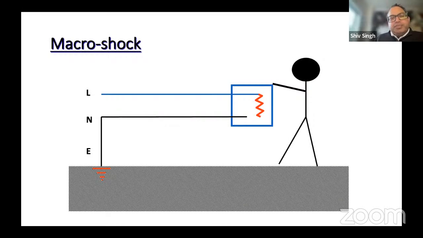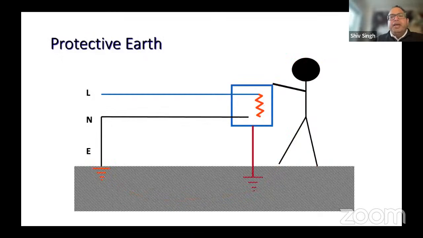So how does an earth protect us from microshock? We have this equipment where the neutral wire has become disconnected. You plug it in, and there is some kind of connection between the live wire and the body of the equipment. Now, if you touch it and the current flows through you and the circuit gets completed with the earth, you're going to get a shock, right? Because you become the path of least resistance for the current to flow through, and this is called a microshock. But what if the body of the equipment was earthed?